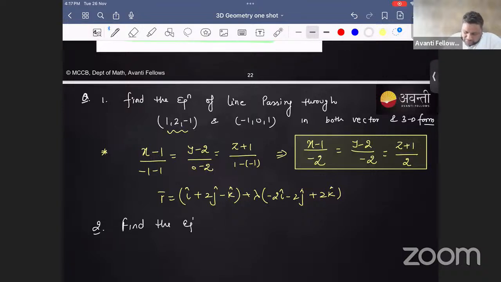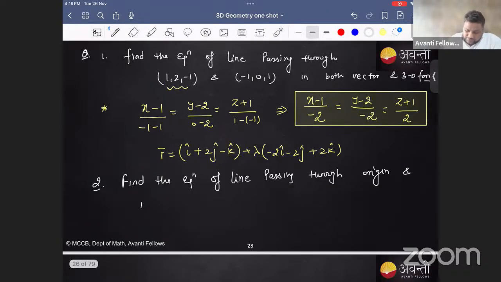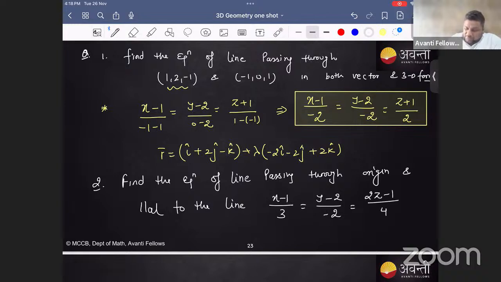Find the equation of line passing through origin and parallel to the line (x minus 1)/3 = (y minus 2)/(minus 2) = (z minus 1)/4. Got it? Now we need to find the equation of line parallel to this line passing through origin.